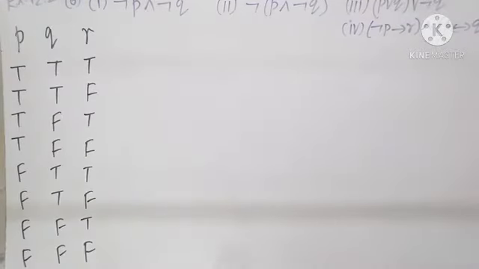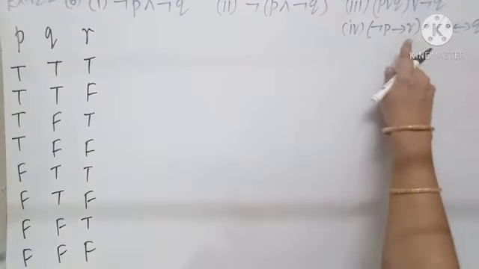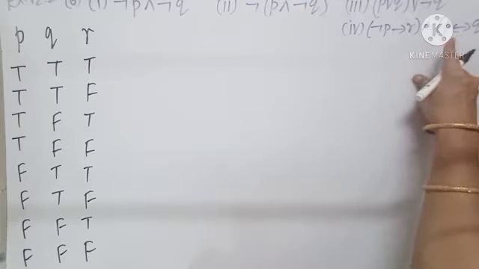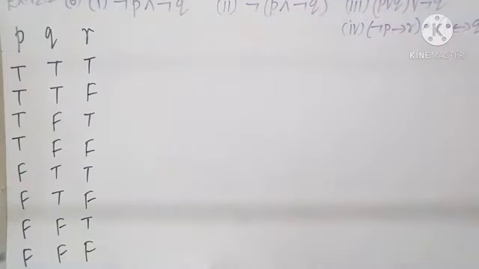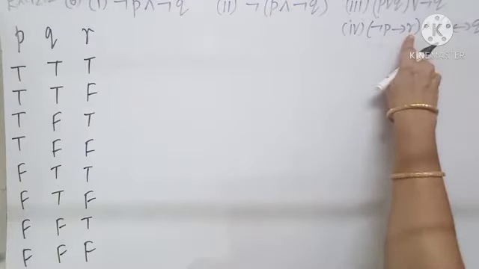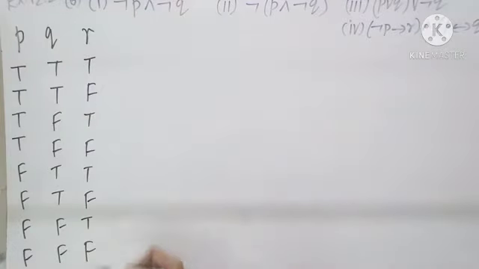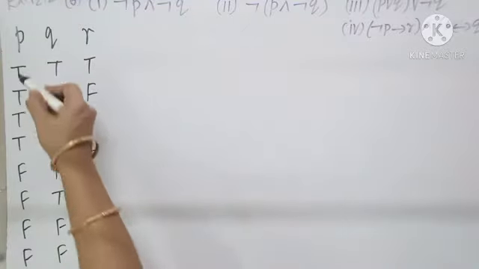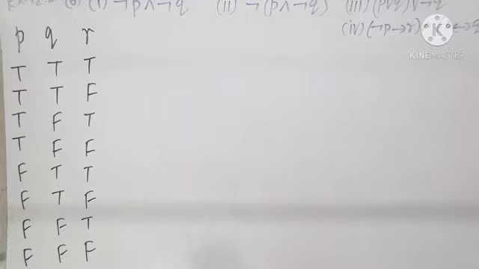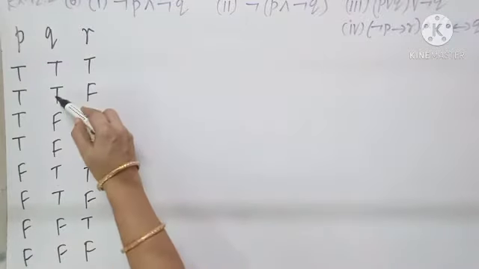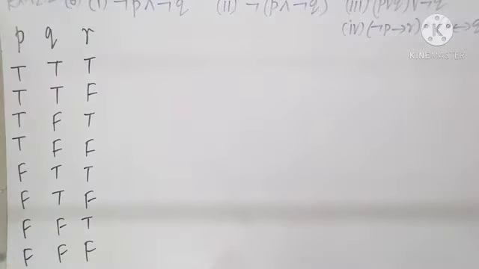Fourth subsection, we need to find negation P implies R and P double implication Q. How to find it? When you have the third letter R, with P, Q, R, three statements are there. How many rows will I create? 2 power 3, 8 rows I must create. How to create the 8 rows? For the first statement P, put 4 T's, 4 F's. For the second statement Q, put double T, double F, double T, double F. And for the third statement R, let us put alternately T and F.